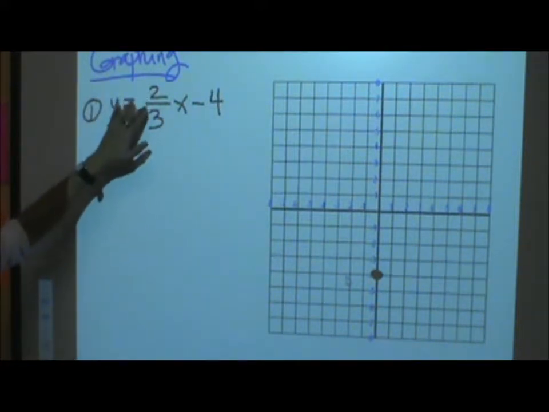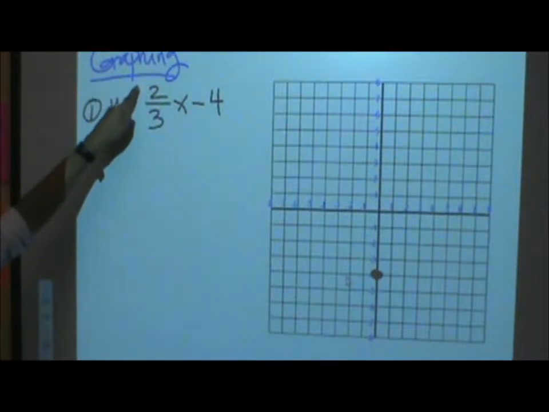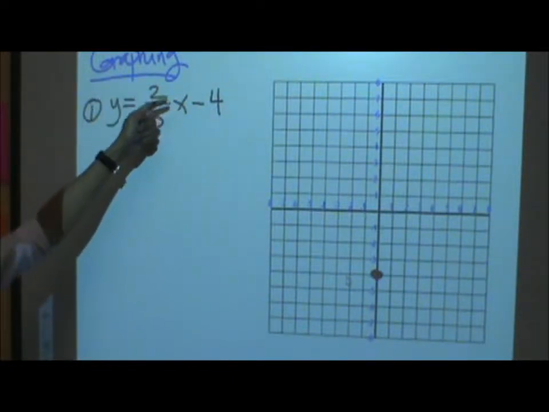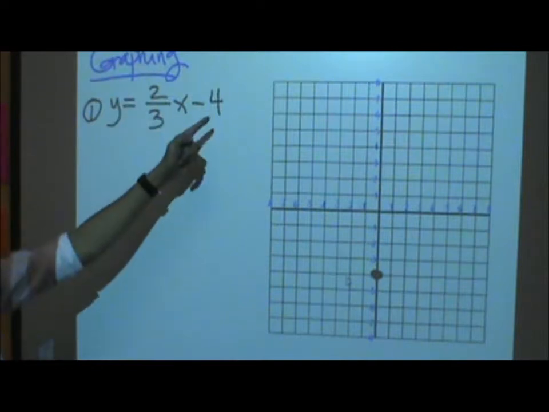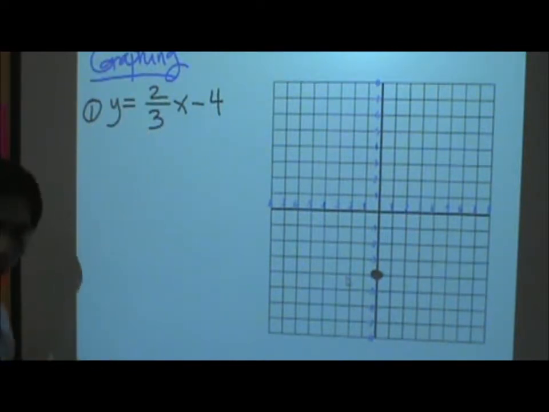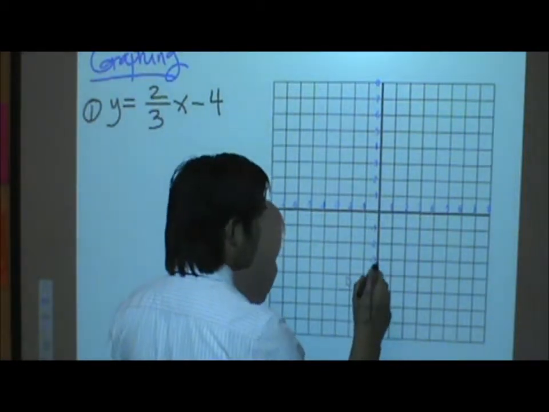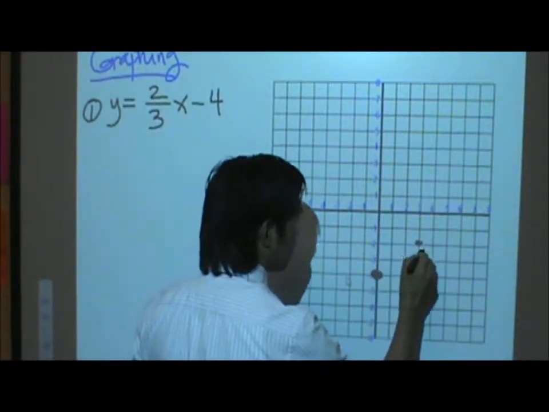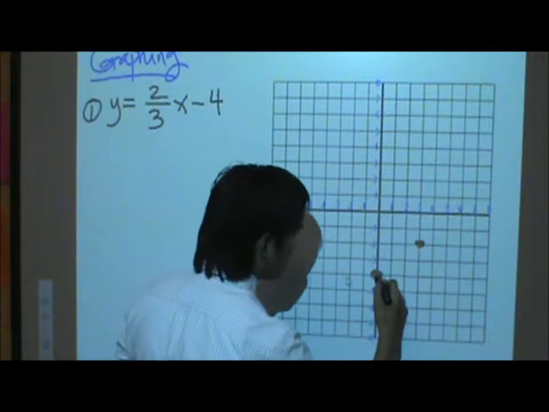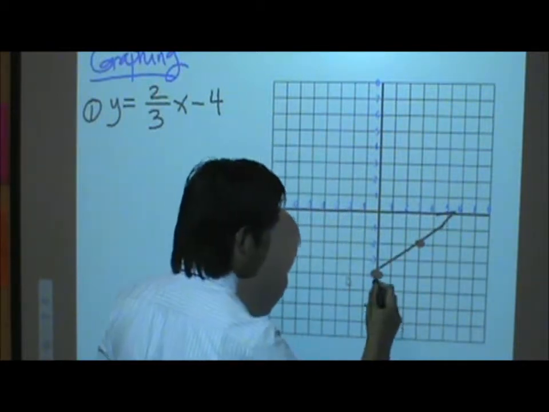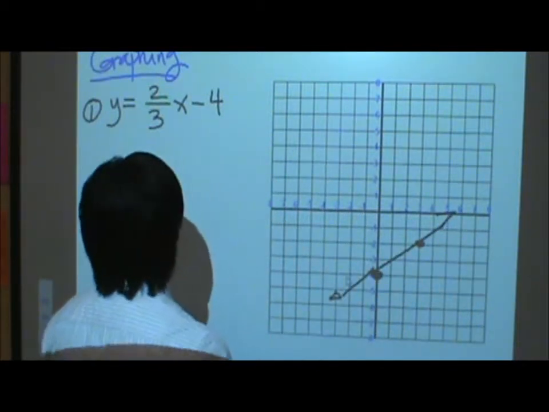Now, the slope is 2 over 3. That means you go up 2 times, and then you go to the right 3 times. The reason why we have to go to the right is because it's positive. But remember, guys, we always go up. Okay? So here we go. You go up 1, 2, and then 1, 2, 3. Here it is. And this is going to be the graph of equation number 1.